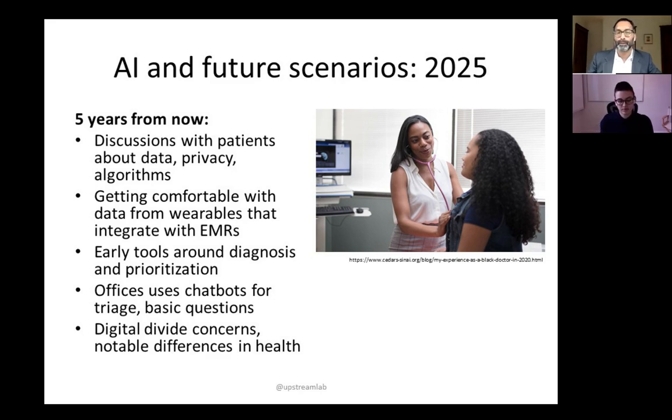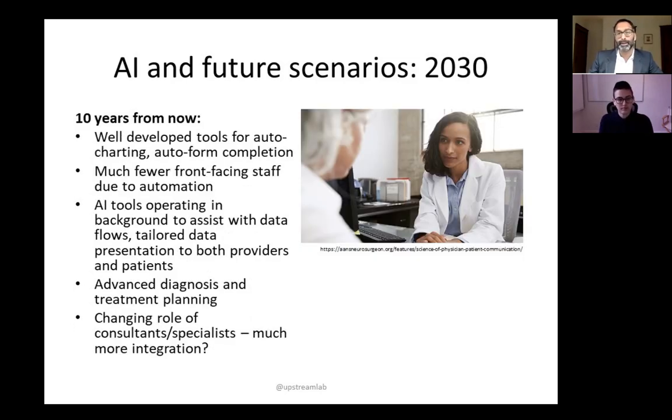So I think 5 years from now, we're going to be having a lot of discussions with patients about data, privacy, and the use of algorithms. We're going to be getting comfortable with data that's generated from wearables that gets integrated into electronic records. There'll be some early tools around diagnosis and helping prioritize patients, and offices will increasingly use chatbots or other automated systems that are powered by machine learning to help with triage and answer basic questions. I think also there'll be rising concerns about the digital divide, the divide between people who have access to wearables and new technology and those who don't and are not benefiting from this.